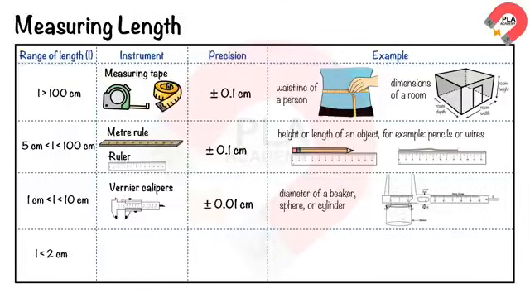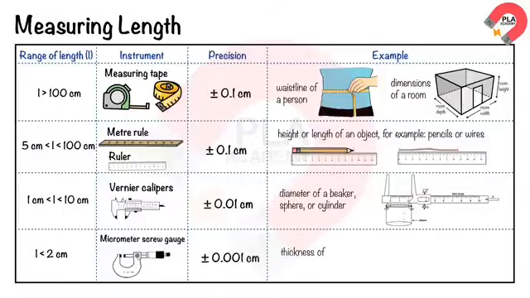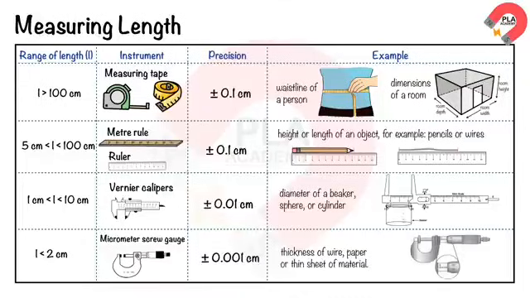Lengths less than 2 centimeters. We can use the micrometer. Its precision is 0.001 centimeters. For example, it is used to measure the thickness of a wire, paper or thin sheet of material.